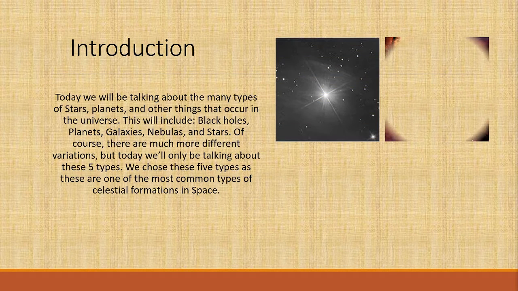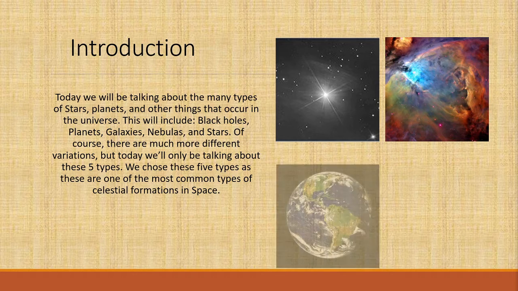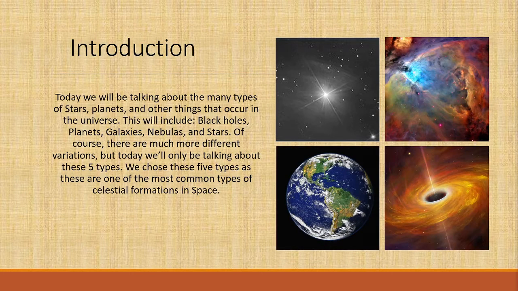Introduction. Today we'll be talking about the many types of stars, planets, and other things that occur in the universe. This will include black holes, planets, galaxies, nebulas, and stars. Of course, there are many more variations, but today we'll only be talking about these 5 types. We chose these 5 types as they are some of the most common celestial formations in space.